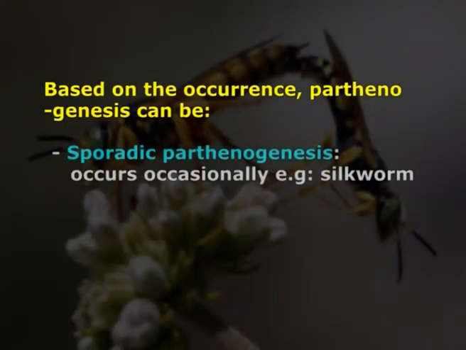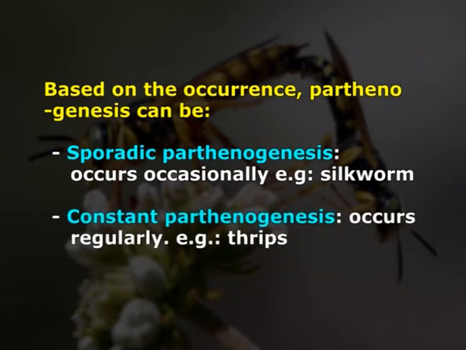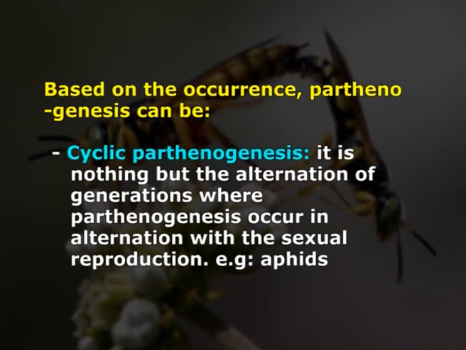Parthenogenesis can be sporadic, occurring occasionally as in silkworm. Constant, occurring regularly as in thrips. Cyclic, it is nothing but the alternation of generations where parthenogenesis occurs in alternation with sexual reproduction as in aphids.